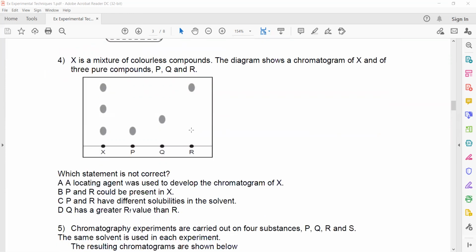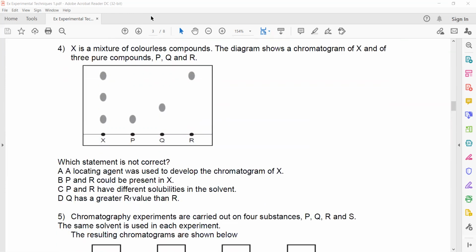In question 4, they're mentioning that X is a mixture of colorless compounds. The diagram shows a chromatogram of X and of three pure compounds P, Q, and R. So there are compounds P, Q, and R, and X is an unknown substance. Which statement is not correct, or which statement is not true?